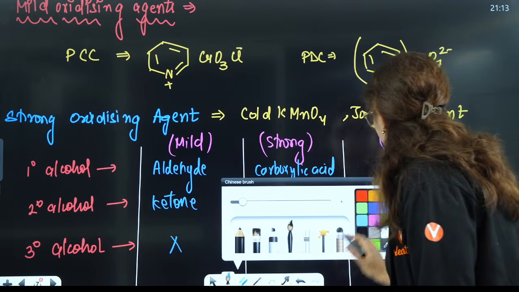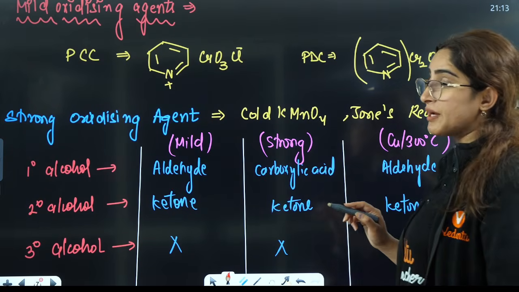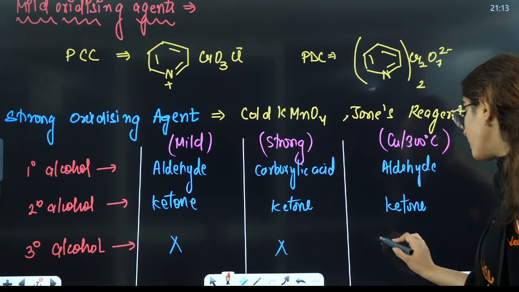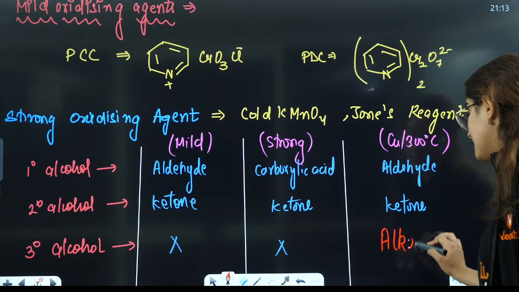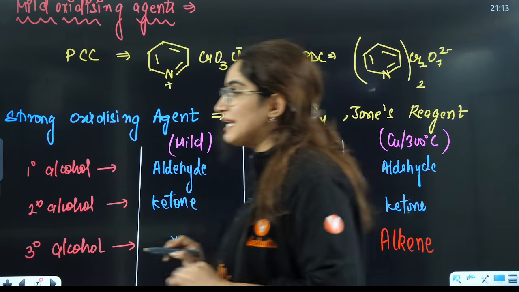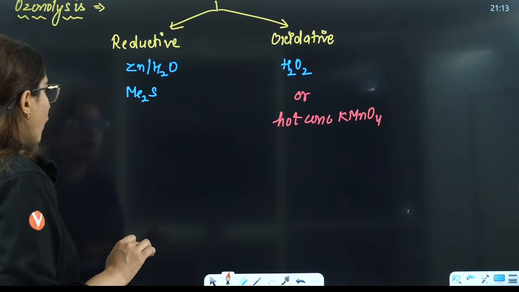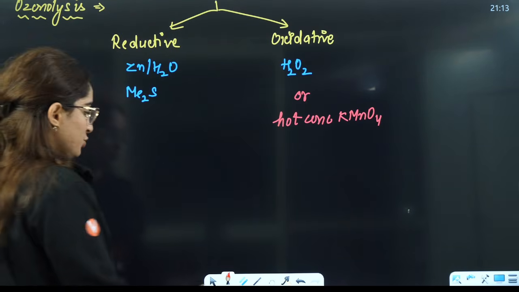An important part is alkene, 3 degree alcohol, which was not reacting before, is now going to give you alkene as the correct answer here. Okay, got it everybody? Next is ozonolysis.